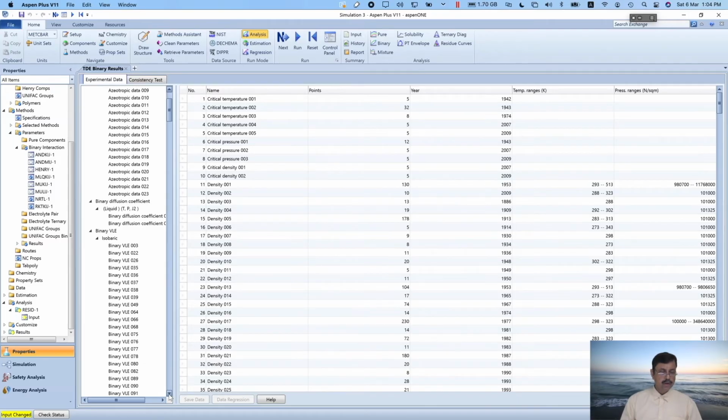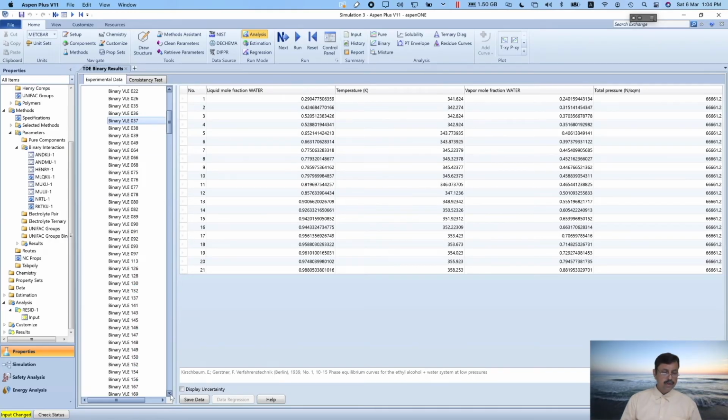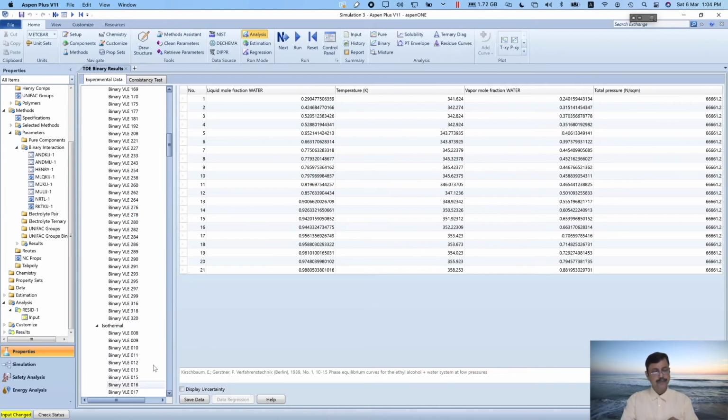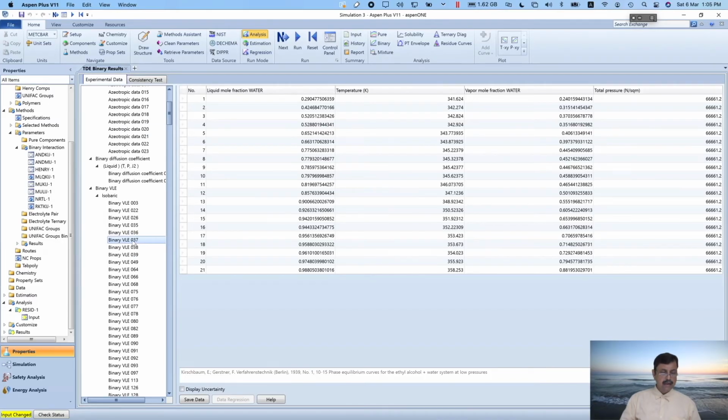So if you see binary VLE, suppose this is binary VLE 037. You have so many data sets. VLE 0032, 320. Okay. Now, if you want to catch this data, say binary VLE 049.